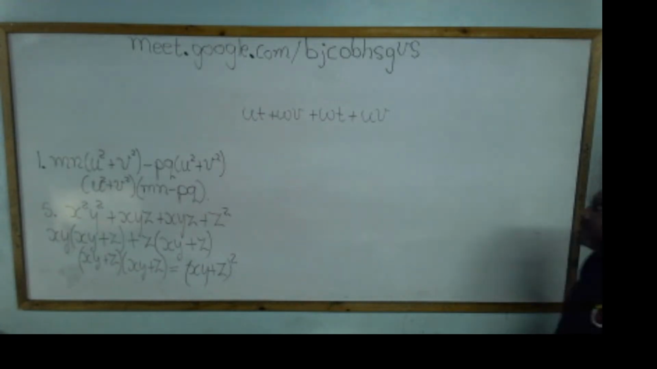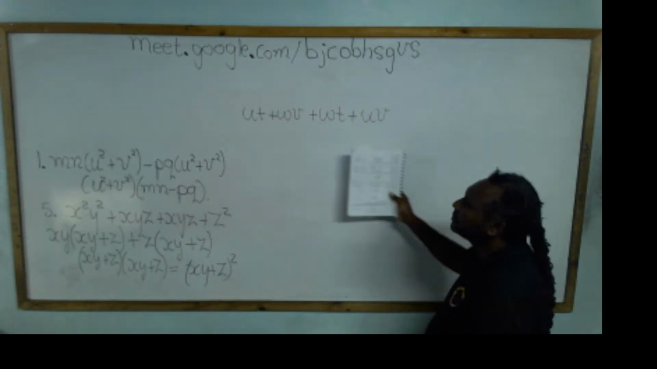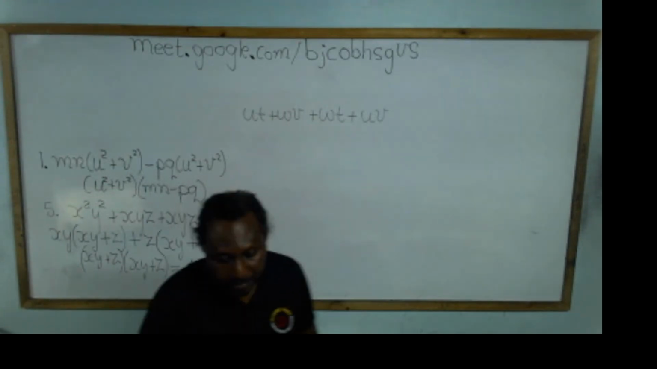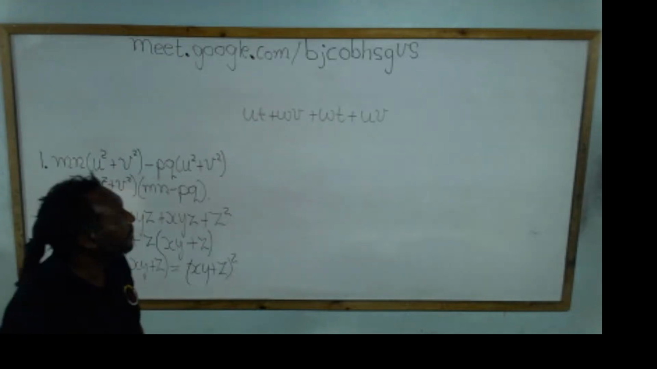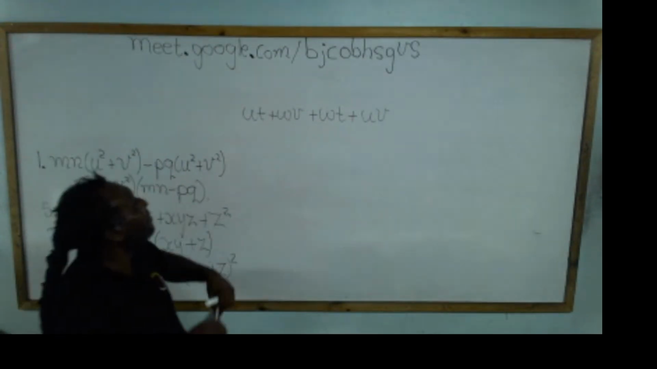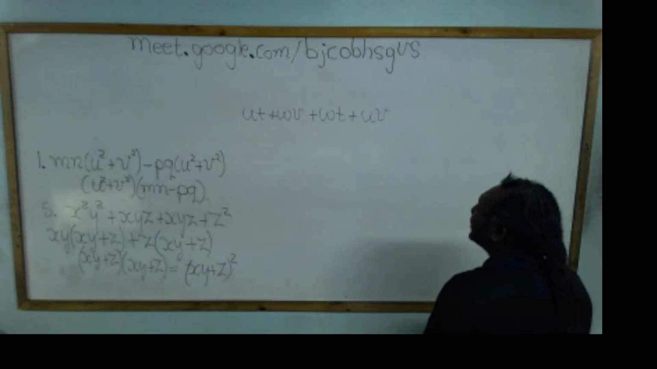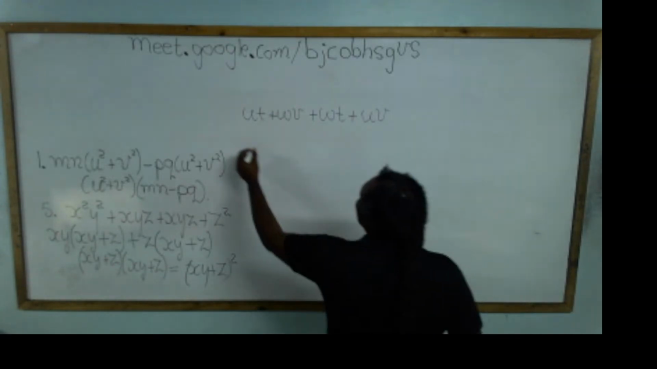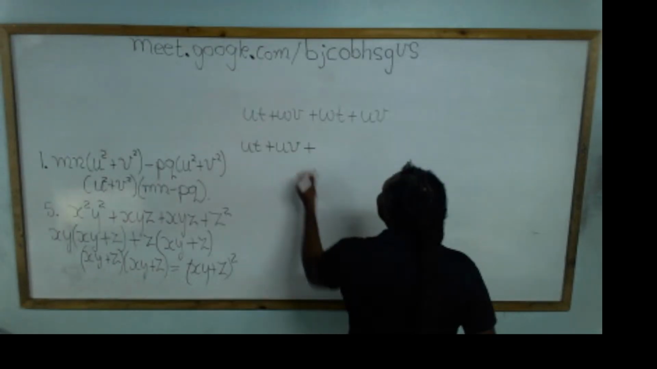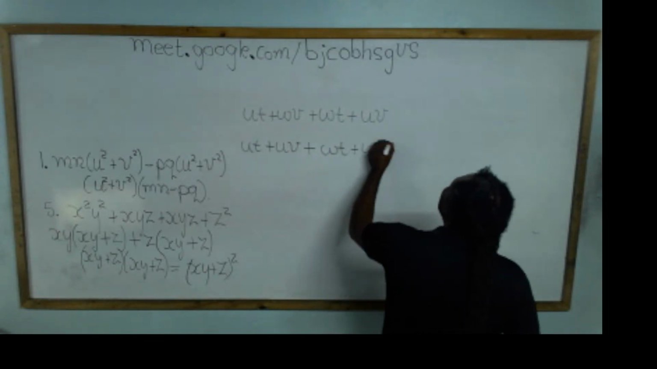All right, so let's go. Now, UT plus UV plus WT plus WV. What do we make of that? Because if you try to put these together, you will not get any common factor. You don't get any common factor with these two, and you do not have any common factor with these two. So what I do is rearrange them. So I use UT plus UV plus WT plus WV. So I rearrange them.